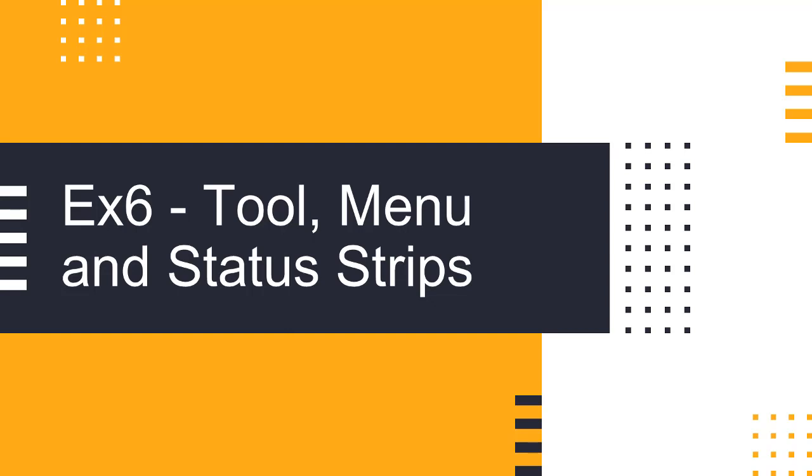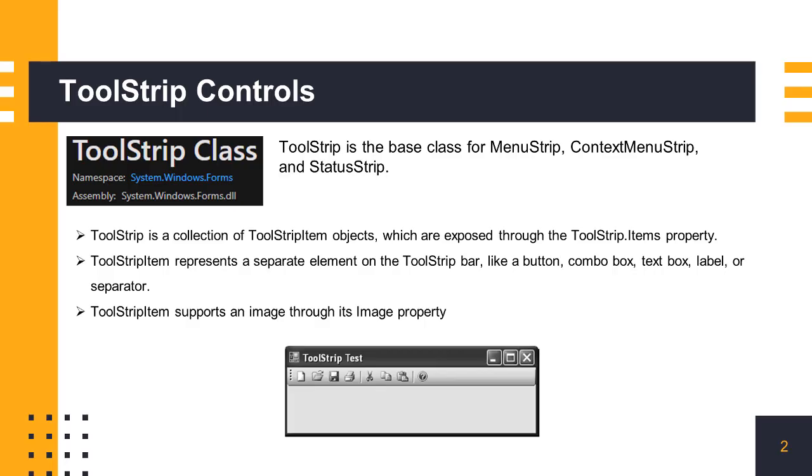In this session, we will understand the use of tool strip, menu strip, and status strip controls in Windows applications. Tool strip control is used to create toolbars, status bars, and menus in the application. It is a container class which has a collection object for tool strip items.